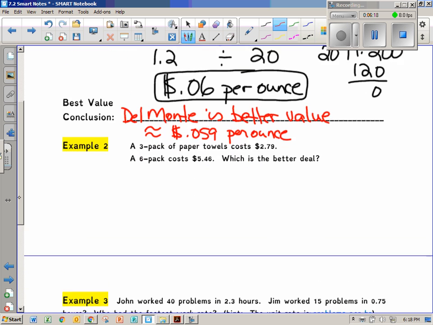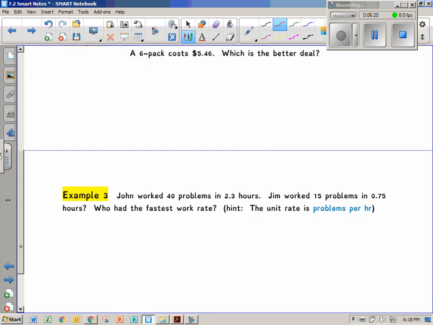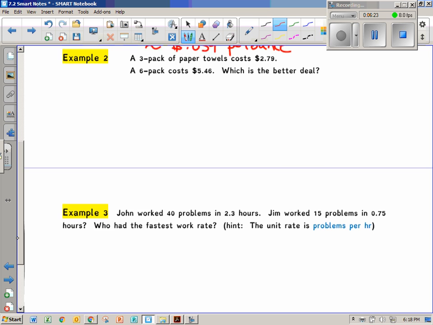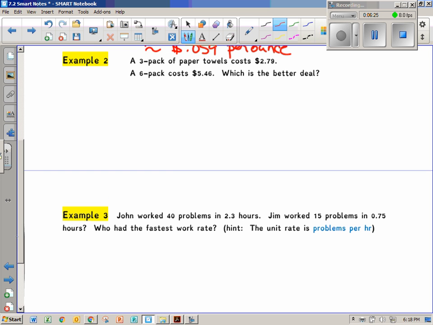So got another example here. Actually got 2 more examples. So if you want to just go ahead and stop the video, I would try them and then come back, unless you're totally confused right now, you might stick with us. Let's do another one together before you try one on your own.